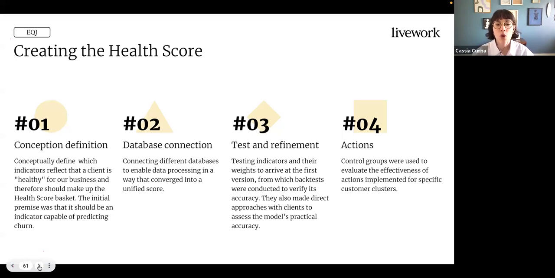And then the score by itself doesn't give you anything, right? It gives you a set of information, but their goal was to set triggers with the score and that would turn into actions. So they wanted to prevent churn, but they also wanted to act on it to improve the customer experience. And they also tested this with some control groups.